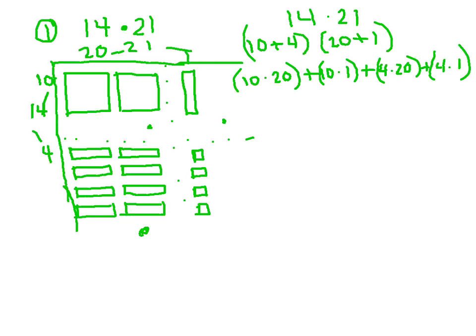10 rows of 20, this row, of course, is 200. And this, of course, is 10. And this, 4 groups of 20, is 80. And 4 groups of 1 is 4. With a final answer of 200, that would be 9 tens, or 90, and then 4. So the final answer is 294.